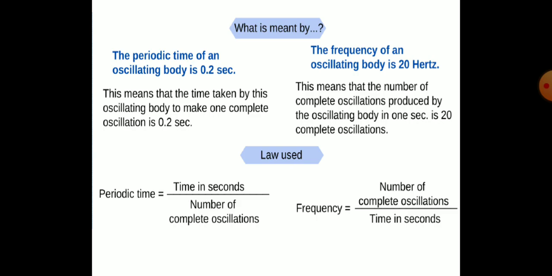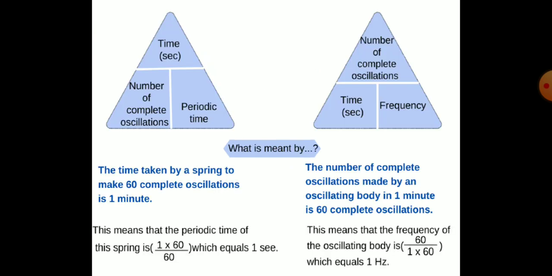First, periodic time equals time in seconds over number of complete oscillations, and frequency equals the number of complete oscillations divided by time in seconds. Perfect. What is the meaning of this? The time taken by a spring to make 60 complete oscillations in 1 minute. So the periodic time of the spring is 1 times 60 divided by 60, which equals 1 second.